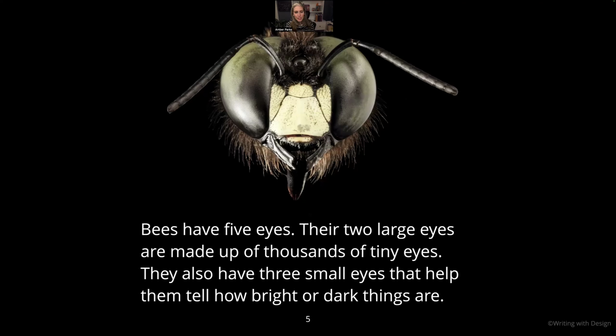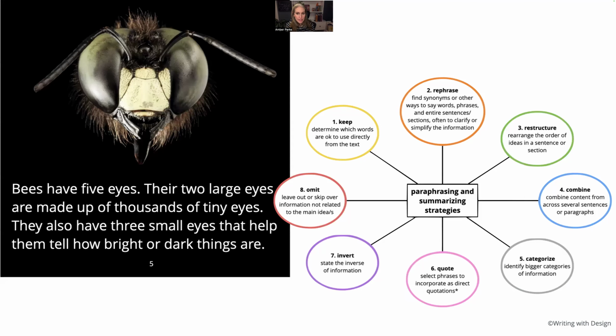Okay, so let's take a look at the page on bees, and this is where we're going to talk about my favorite strategy, which is quoting. Bees have 5 eyes. Their 2 large eyes are made up of thousands of tiny eyes. They also have 3 small eyes that help them tell how bright or dark things are. So we'll fast forward through the keep. Now notice we've got nouns popping up of bees and eyes, but the rest of these, 5, 2, thousands, 3, those are all numbers. So nouns and numbers are really the two types of words that work for strategy number 1.